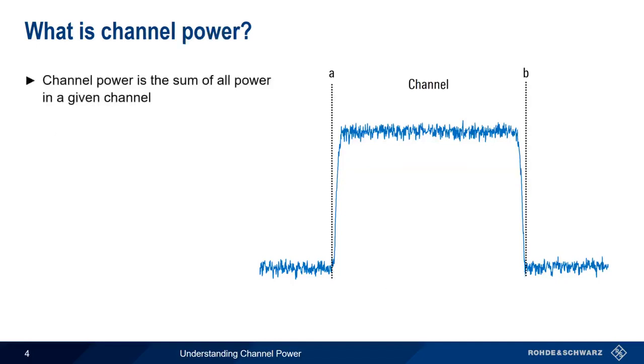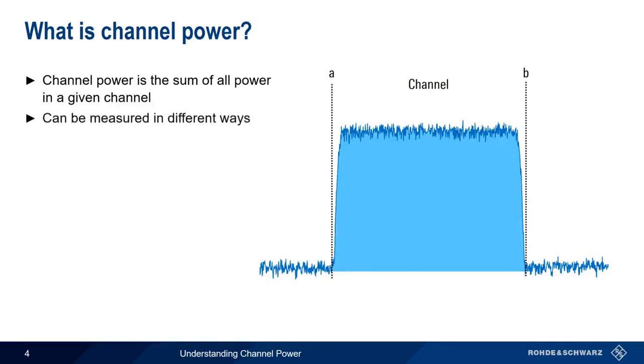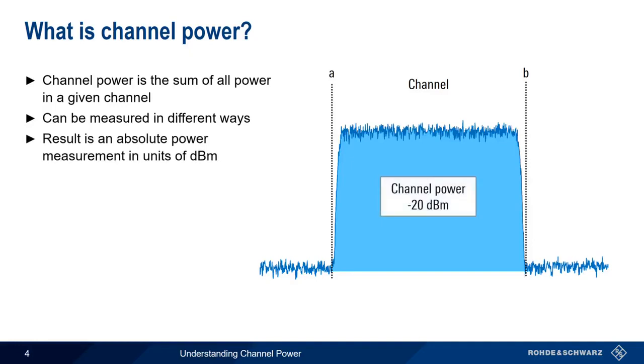Channel power is defined as the sum of all the power in a given channel. That is, it's a measure of the total power within the defined channel bandwidth. We can measure channel power in different ways, and in this presentation we'll cover the three most common methods. Channel power is an absolute power measurement, with results expressed in units like dBm.